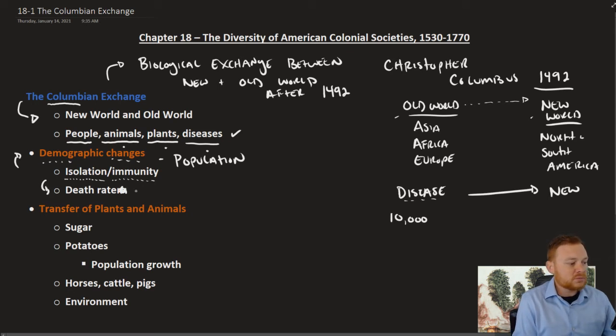In the New World, it is estimated that death rates could be as high as 75% in certain areas. They could be as high as 50% in other areas. And this led to, especially among what we might call Native American or Native societies, this was incredibly harmful, right?